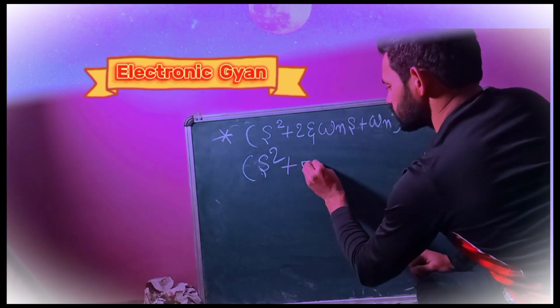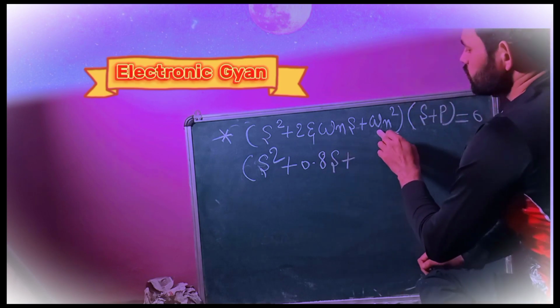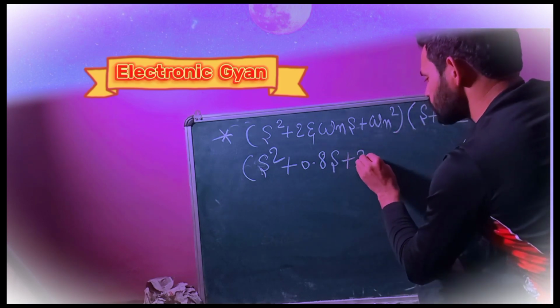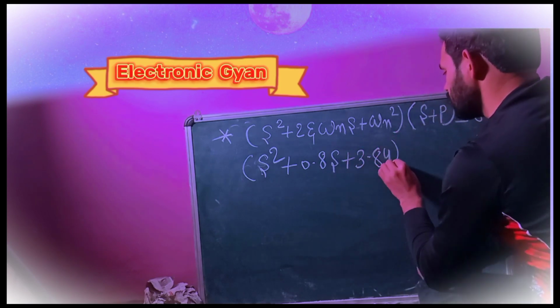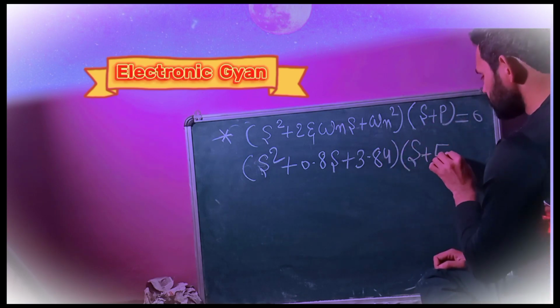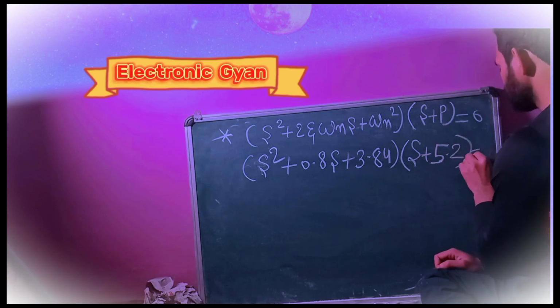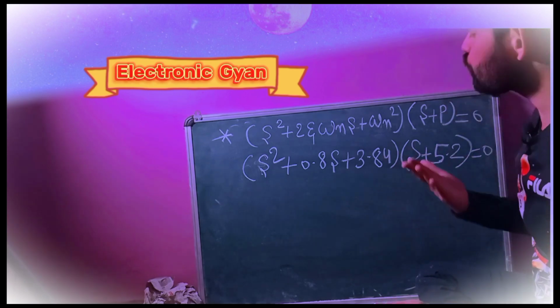This is 0.8s, plus omega n square that we got, how much? 3.84, into s plus p. What we have obtained, p is 5.2. Yes, we got p equal to 5.2. Now how can we check it?